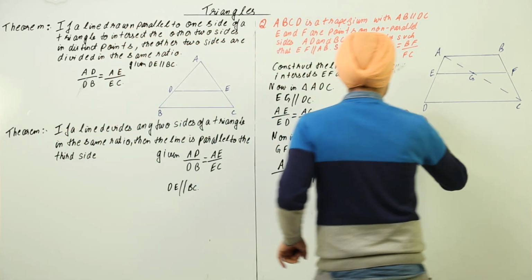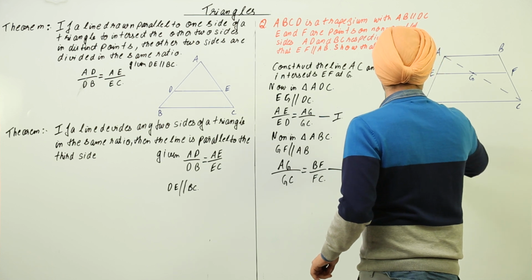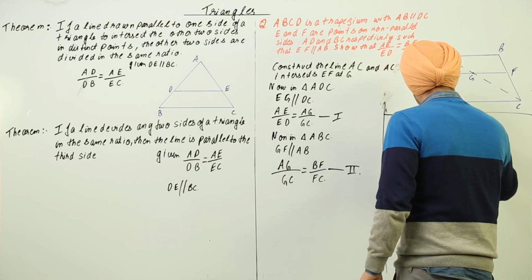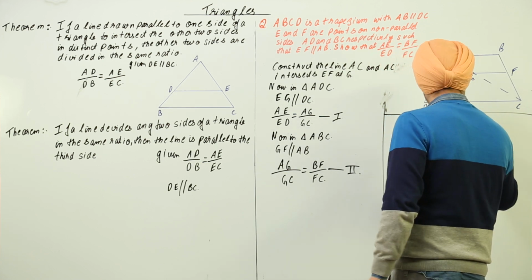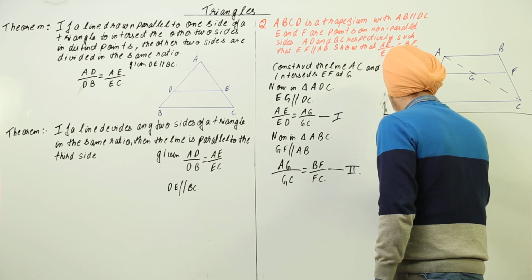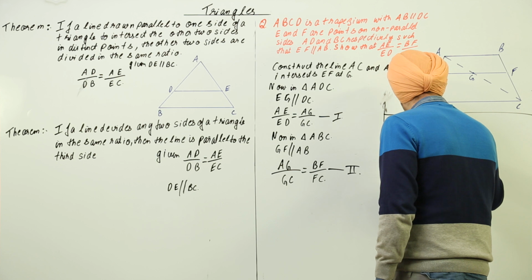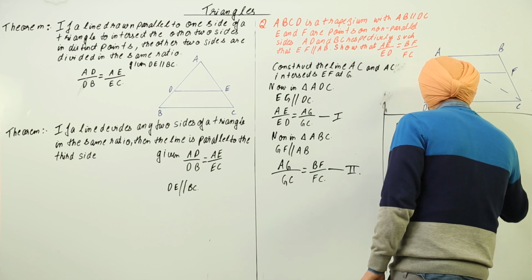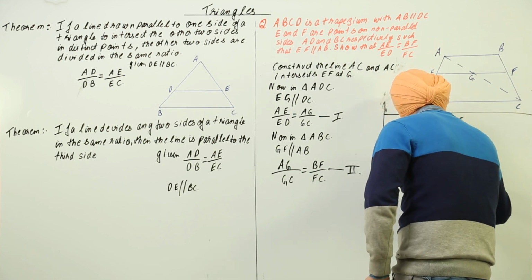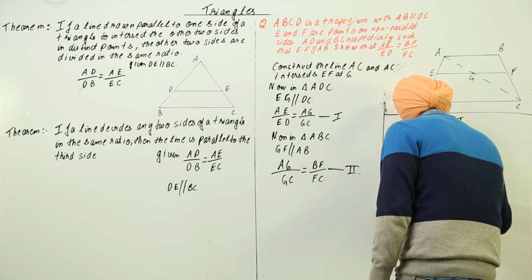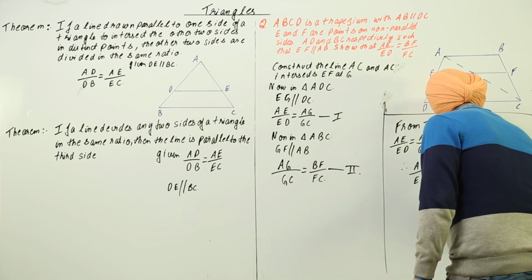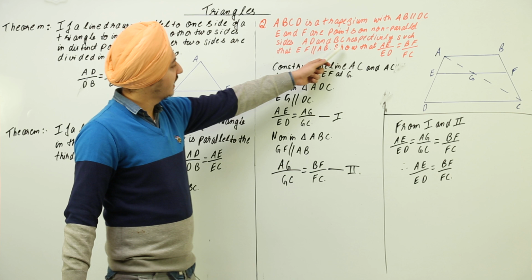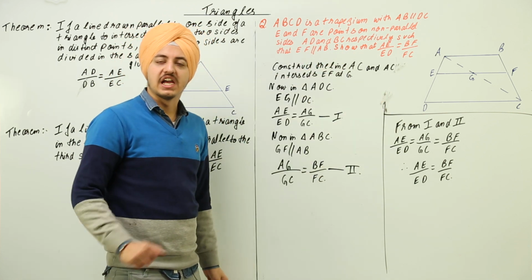Now from 1 and 2, what do we get? AE upon ED is equal to AG upon GC, which is also equal to BF upon FC. Therefore, AE upon ED is equal to BF upon FC, hence proved. This is what we need to prove: AE upon ED is equal to BF upon FC, and we have proven that.